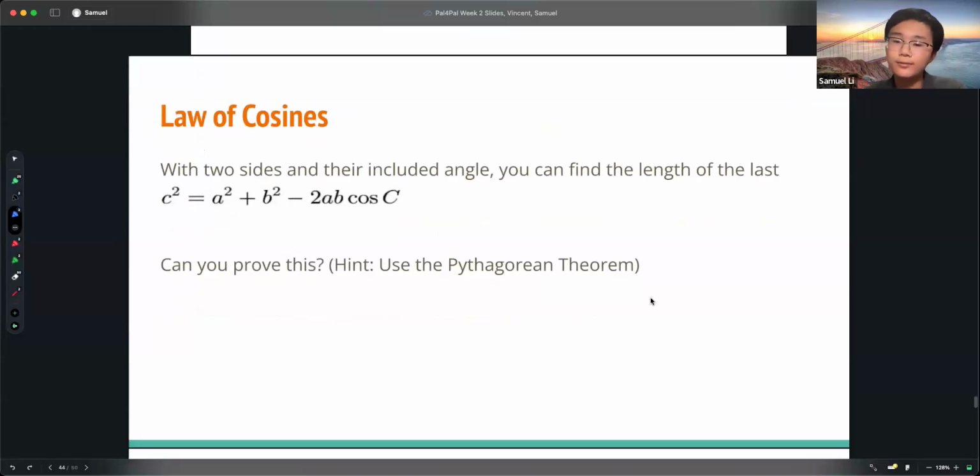So the next slide would be, so we've covered the law of sines. There's actually a law of cosines and actually a law of tangents, but that is completely useless. I've never seen the law of tangents used, but the law of cosines is really important and you should definitely know this one.